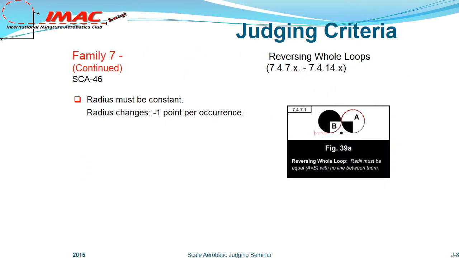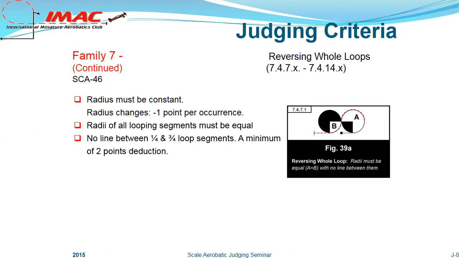The final subdivision of whole loops is the reversing whole loop, as shown in Figure 39A. This figure contains a 3/4 partial loop, followed immediately by a 1/4 partial loop. These are flown with constant radii, with the 1 point deduction per radius change noted. The radii of these 2 partial loops must be the same, and are penalized 1 point if they are different. Between the partial loops, there should be no line drawn. The penalty for such a line is 2 points.